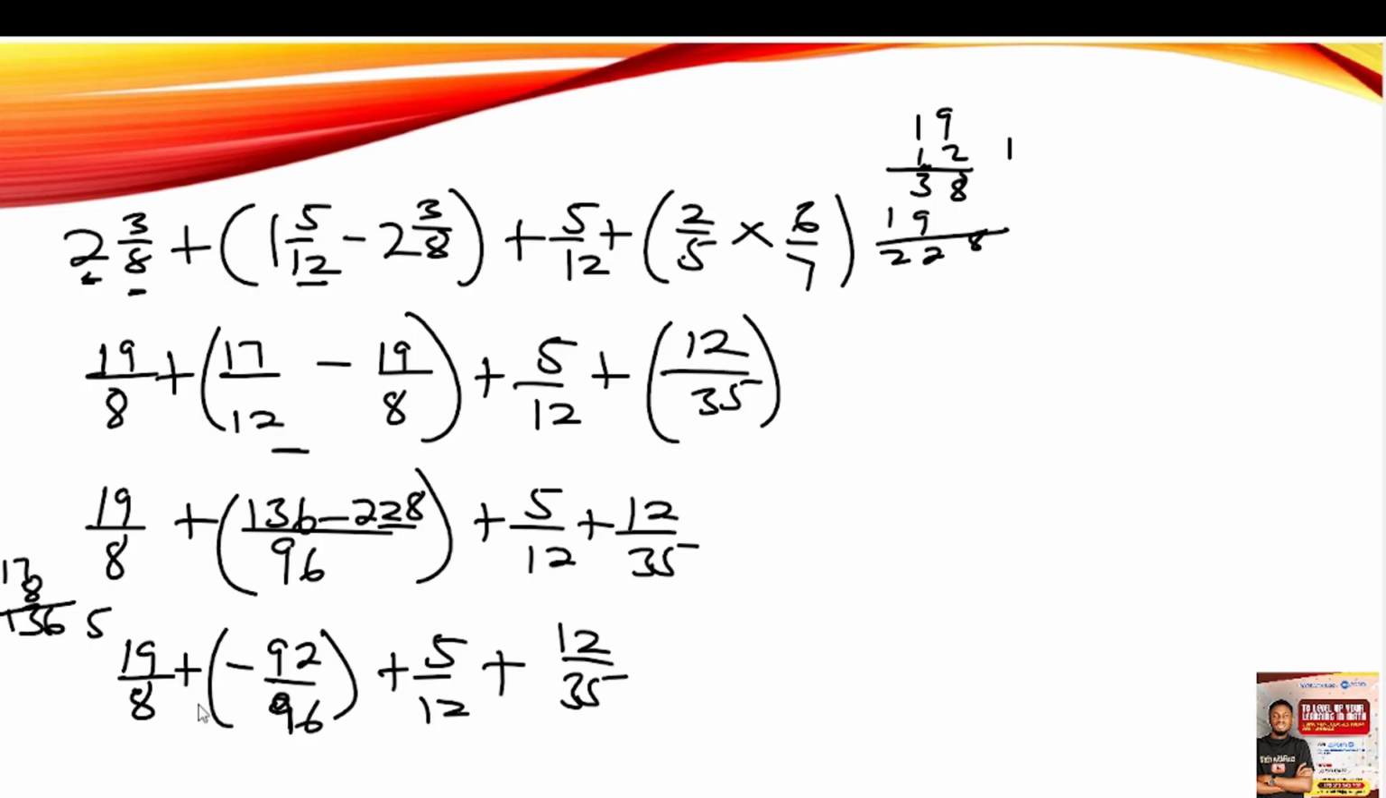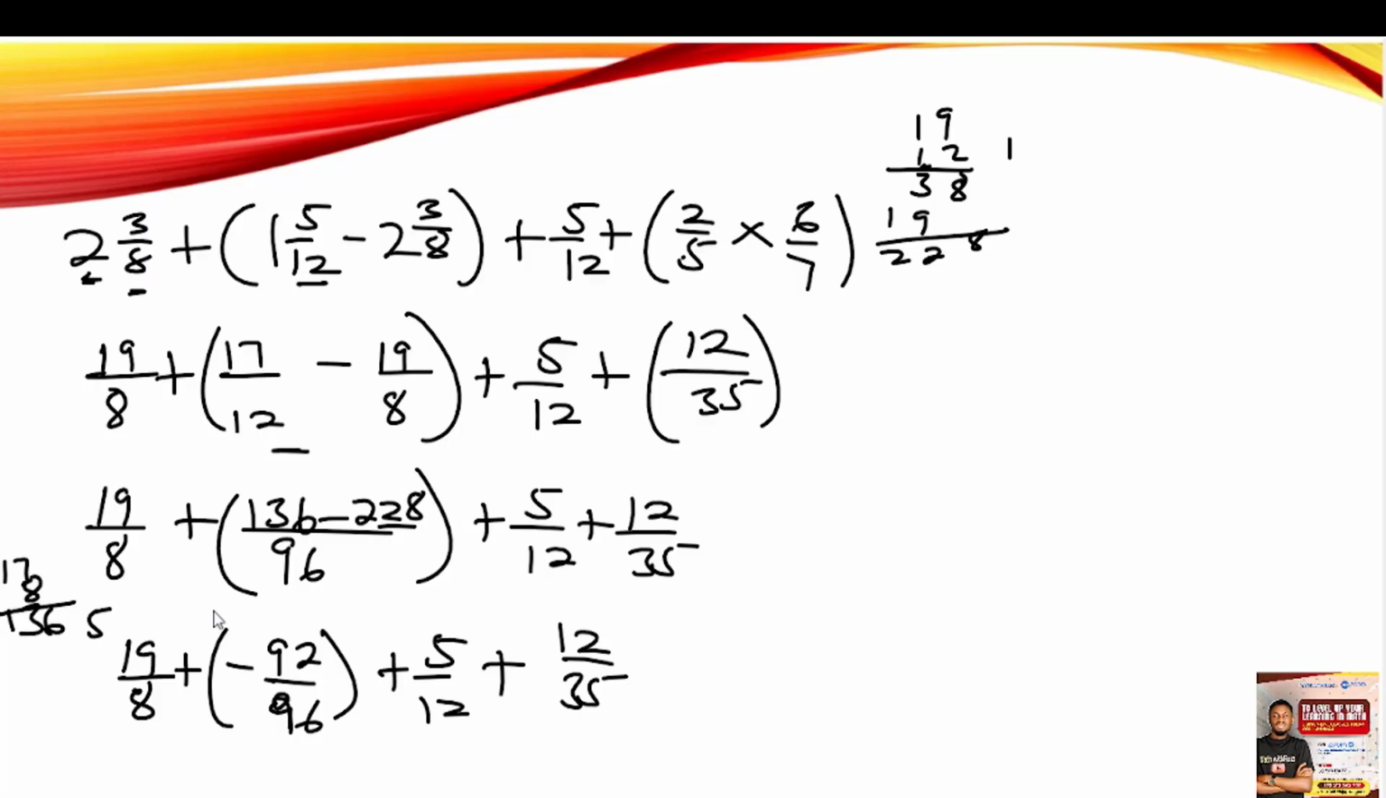But we know that a certain number, when we simplify 92 by 96, we can use a number that can simplify both 92 and 96. In that case, by simplifying 92 by 96, we are going to have 23 on 24. So we're going to have negative 23 on 24 by simplifying this.